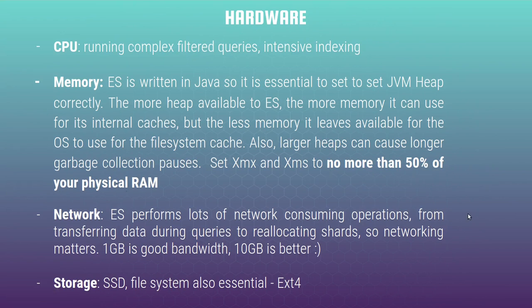Next point is network. Elasticsearch performs a lot of network-consuming operations, from transferring data during queries to relocating shards, so network matters. 1 gigabit is good, but 10 is much better. And storage. For sure, it is preferable to have new disks, SSDs and HDDs, and the file system is also essential, as Lucene creates a lot of different segments and constantly performs operations around them. So in case of using a Linux system, ext is okay, but if you are going to use big segments, maybe you have to think about other file systems like XFS.